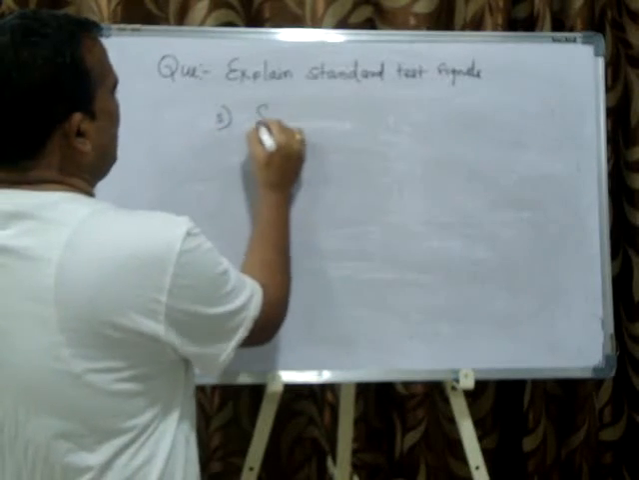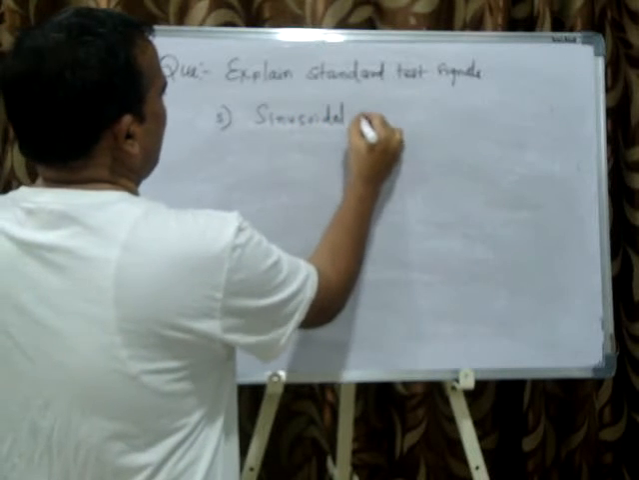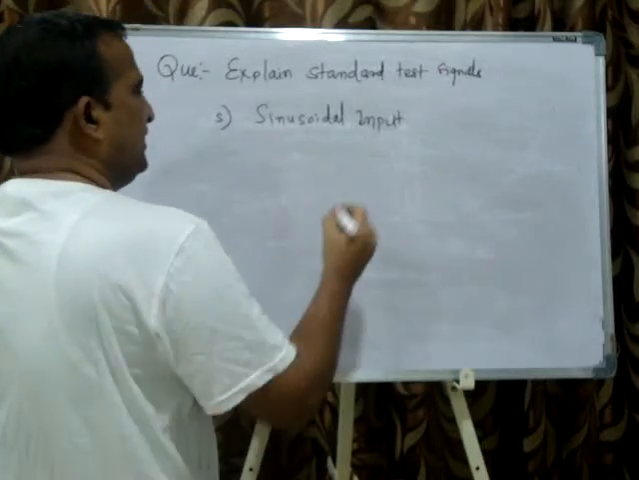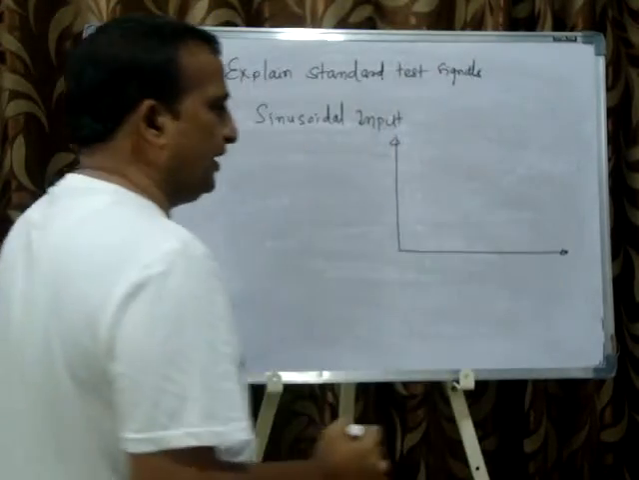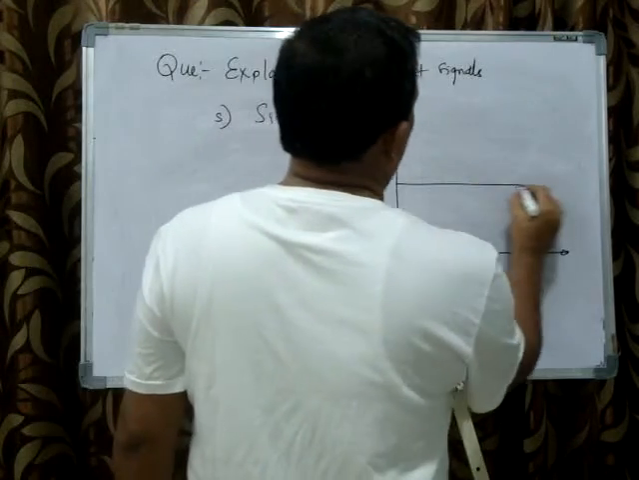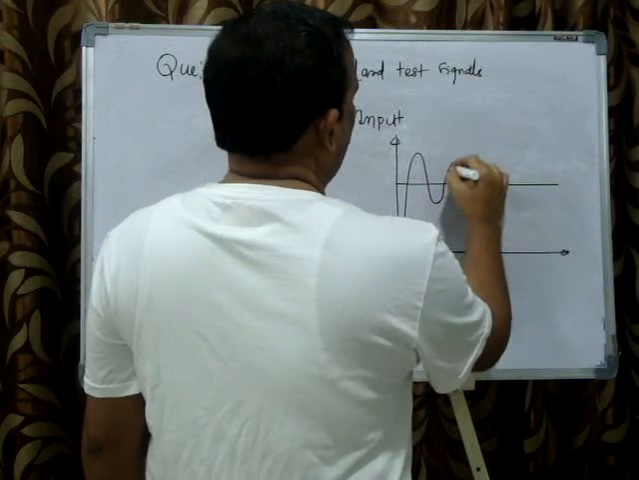The fifth one is called sinusoidal input. So in this case, when the input is sinusoidal, output is also sinusoidal. Input is sinusoidal, then output is also sinusoidal, with the same frequency. The only difference is a different magnitude.